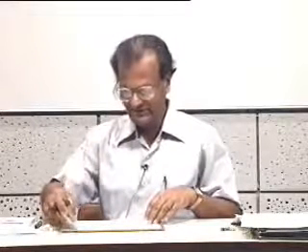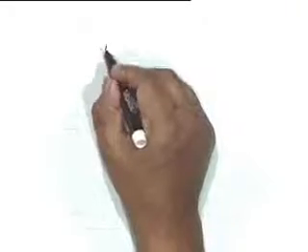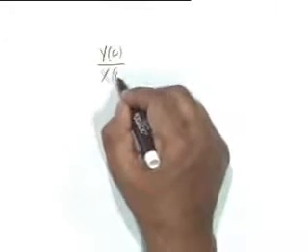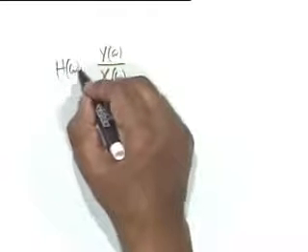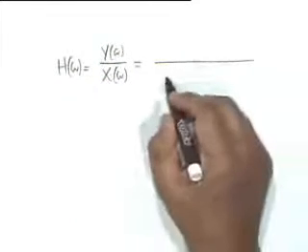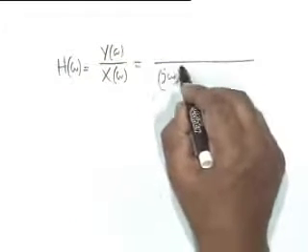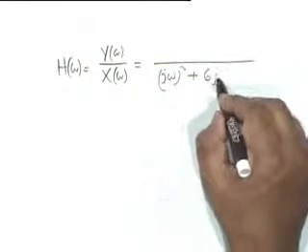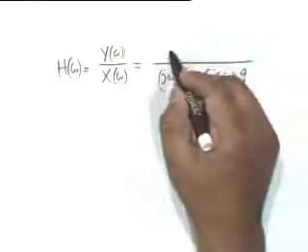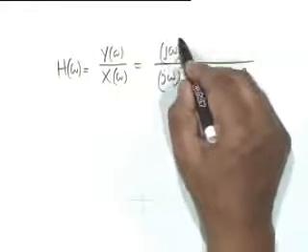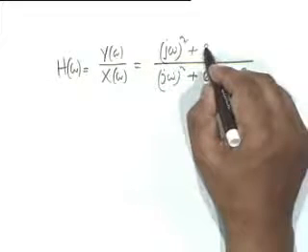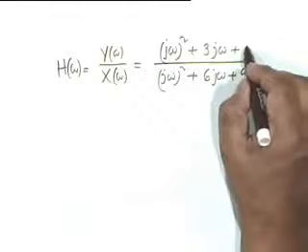Okay. And therefore, if you take the ratio of Y of omega to X of omega, which by definition is H of omega, what you simply get is the following. In the numerator you get (j omega) squared plus 3 j omega plus 2, and in the denominator you get (j omega) squared plus 6 j omega plus 9.